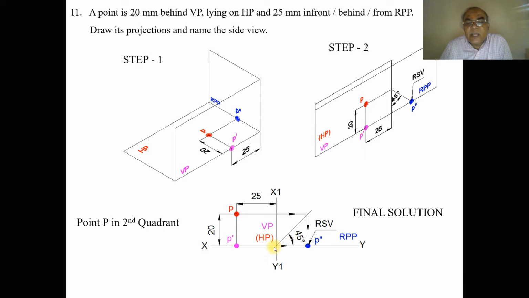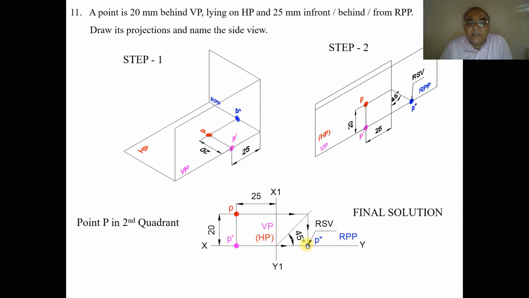So then draw a 45-degree line adjacent to HP and then draw a horizontal projector from P dash to the profile view, and draw a horizontal projector from P to the 45-degree line, and from that 45-degree line you project this to the XY line, because P dash is on XY line, so obviously P double dash is also on XY line.